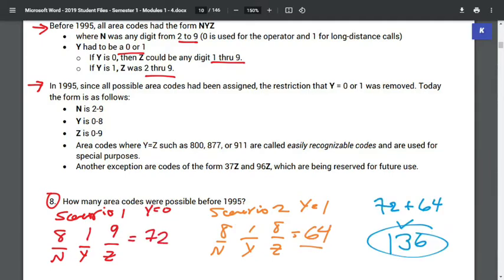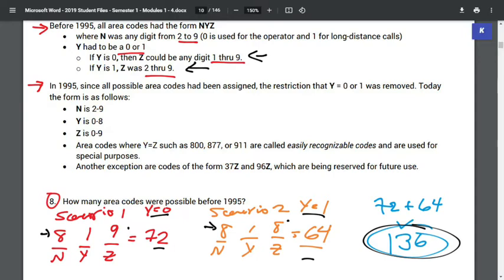Okay, so if we read carefully, we'll see that N will be any number from 2 to 9. So it's going to be a total of 8 numbers on each of these. Of course, our Y's are going to be 1 number in each of those scenarios. And then Z is where we have to read closely. If Y is 0, it's going to be 1 through 9, so that's 9 numbers. If Y is 1, it's 2 through 9, that is going to be 8 numbers. Multiply across, we get 72 and 64. Add that together, bam, final answer of 136.